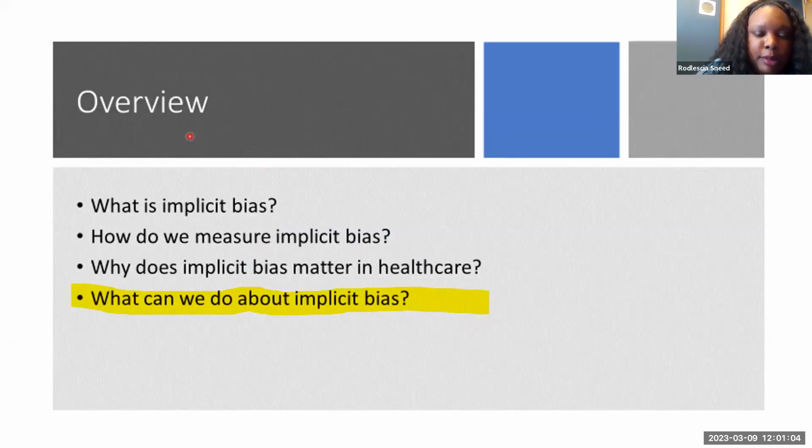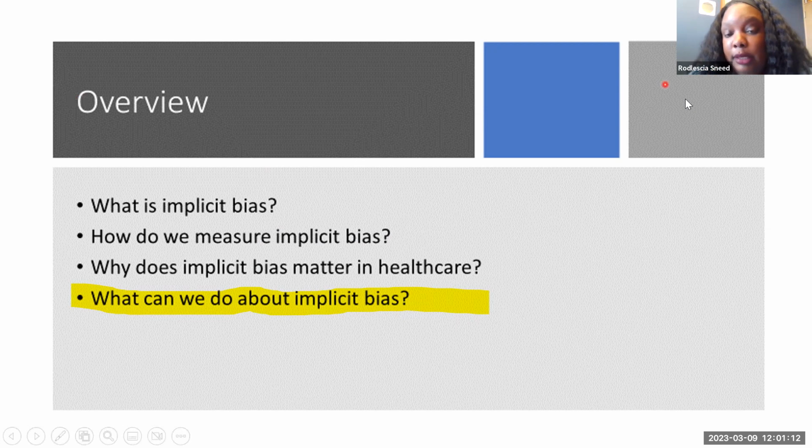All right, so I've talked a little bit about what this bias is, how we measure it, why it matters, and I want to finally just talk about what we can do about implicit bias. There are a number of strategies that have been proposed. Some seem to be more effective than others, and so I want to talk about some of those strategies.